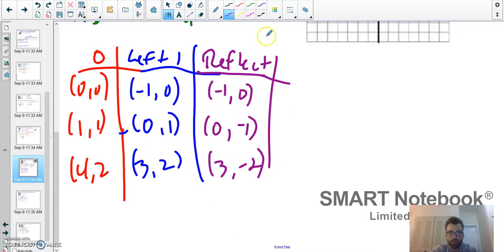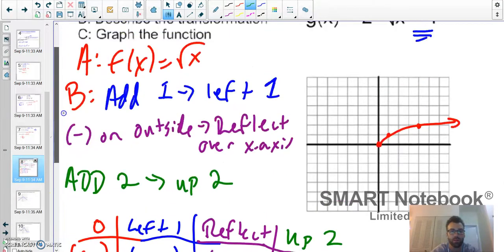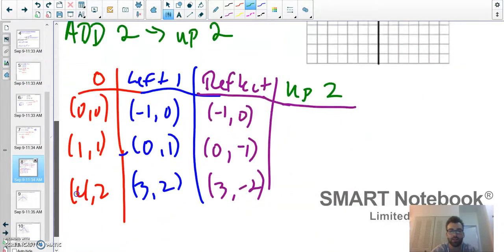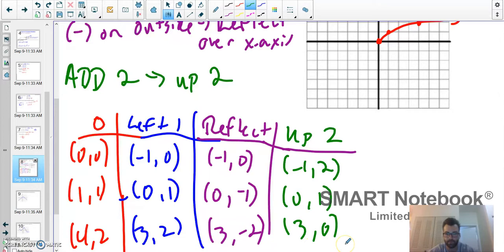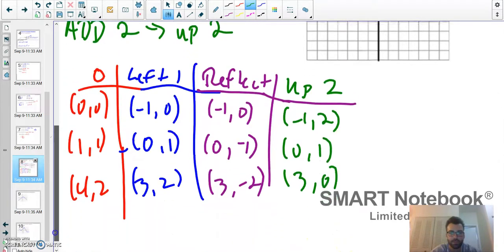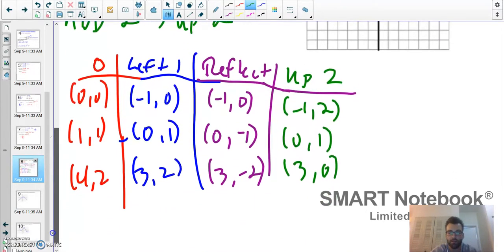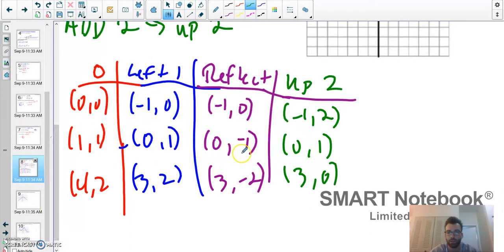And finally, my last transformation was up 2. That was my last one because that 2 was positive on the outside. So I'm adding 2 to all my y values. So I become -1, 2, 0, 1, and 3, 0. Again, a lot of times people try to do this all in one step, but this way I'm writing it out so I can show each transformation. All right, so now this is my final one.